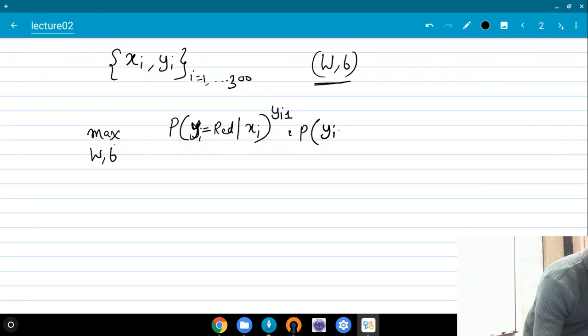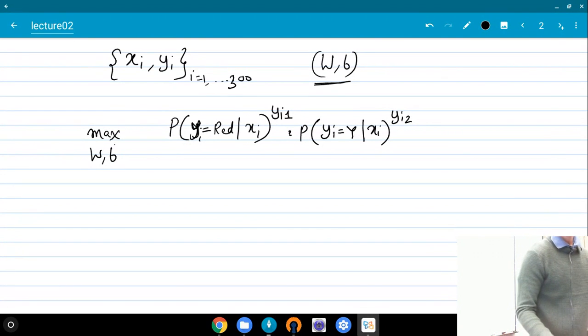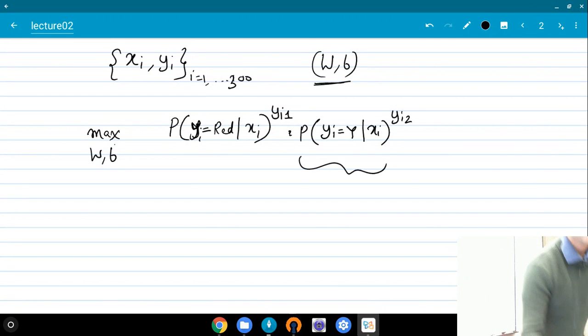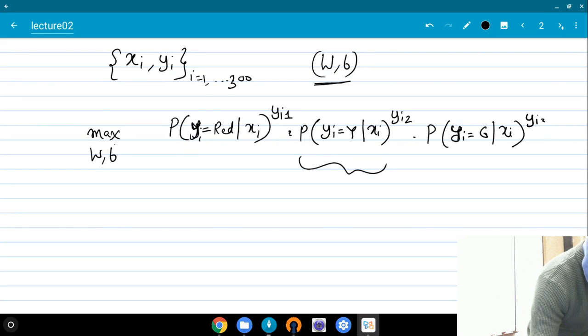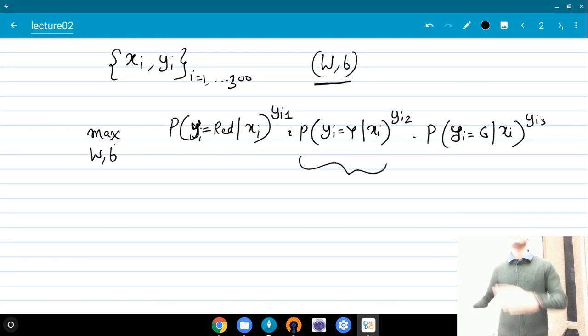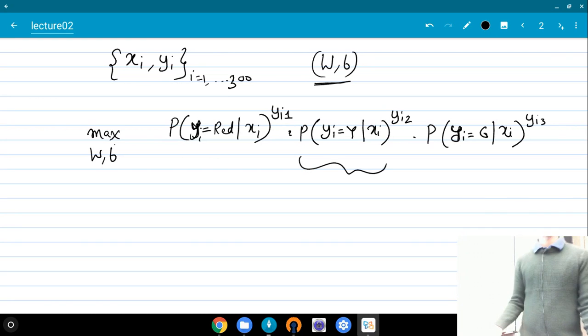So the probability that yi is equal to yellow given xi, to the power yi2, because the second coordinate is encoding yellow. Why am I multiplying it this way? To show that for the ith observation, if it is red, then the other terms are something to the power 0, which is 1 and not relevant anymore. Similarly, I can multiply with the probability that yi is equal to green given xi, to the power yi3. So for the ith observation, pick the term which actually belongs to that class and maximize it.